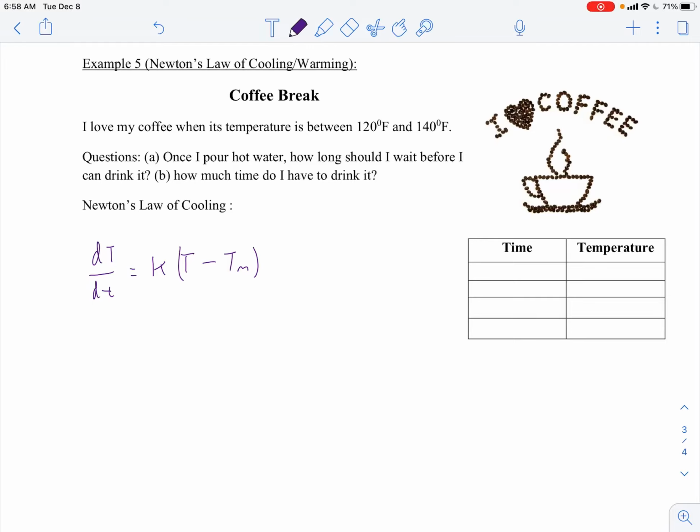Hello and welcome to our next example, Newton's law of cooling / warming. So here at the bottom I have Newton's law of cooling. dT/dt is equal to k times (T minus T sub m), where T is the temperature of the substance that we're dealing with and T sub m is the surrounding temperature.